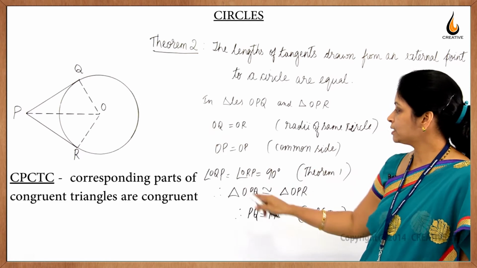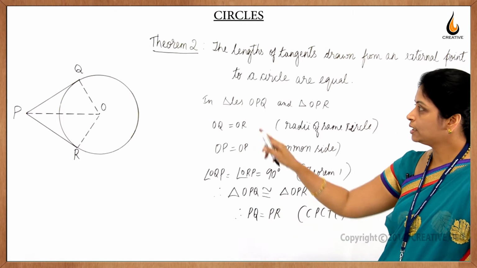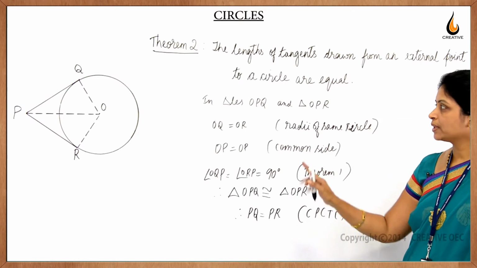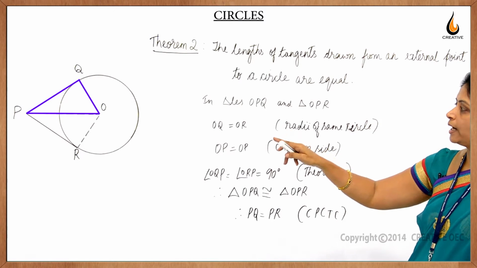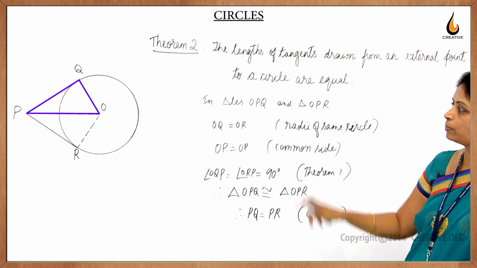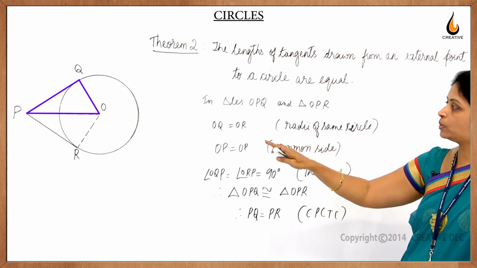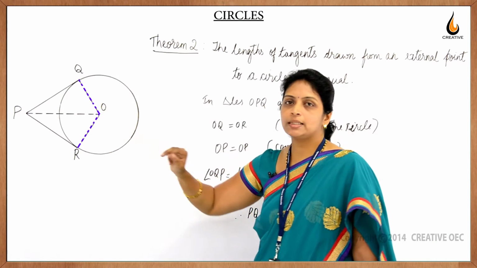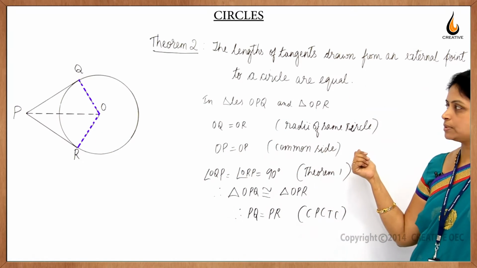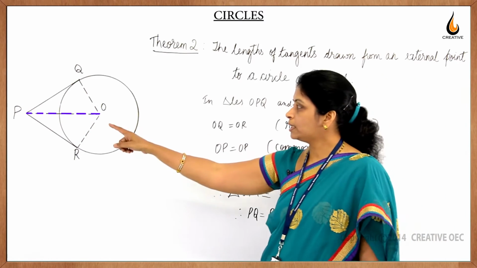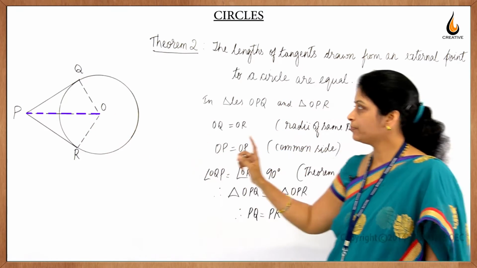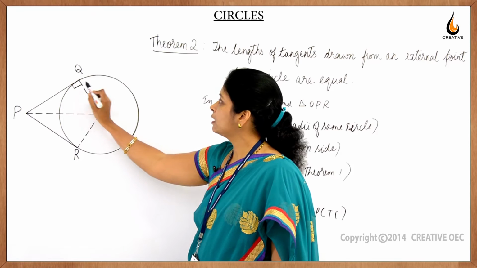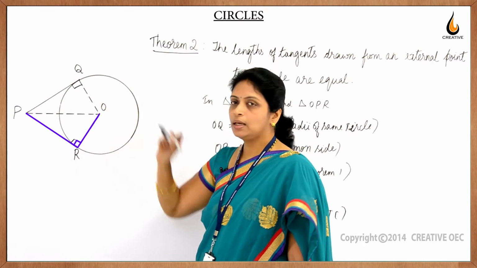Therefore, the two triangles are congruent. We can say that their corresponding sides PQ and PR are the corresponding sides for the two triangles. They will also be equal. Once again I will tell, in triangle OPQ and triangle OPR, we will take the two triangles and we will prove that they are congruent. For that, first of all, these two sides OQ and OR are equal because they are the radii of the same circle, and the center line OP is a side that is common to both the triangles, and this angle OQP and this angle ORP, both are 90 degrees.